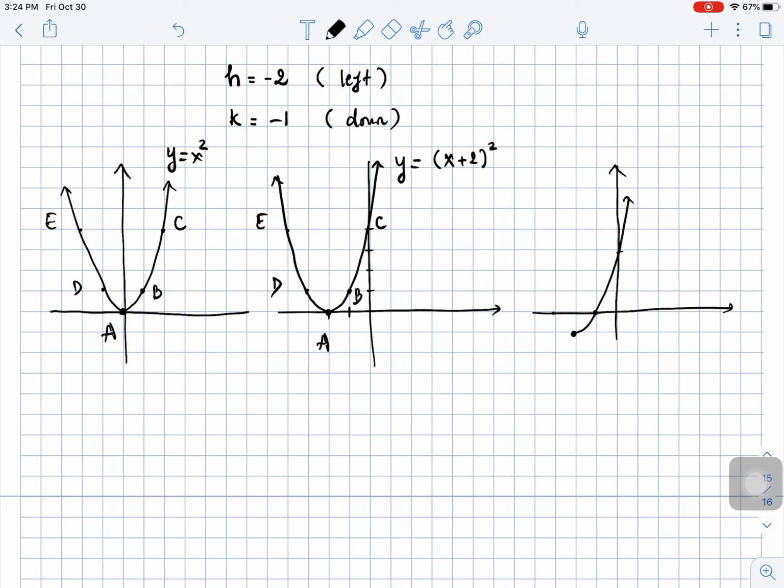So we label the new one in step number 2. We just move left 2 steps. So that is x plus 2 squared. Then we will move the graph down 1 step.